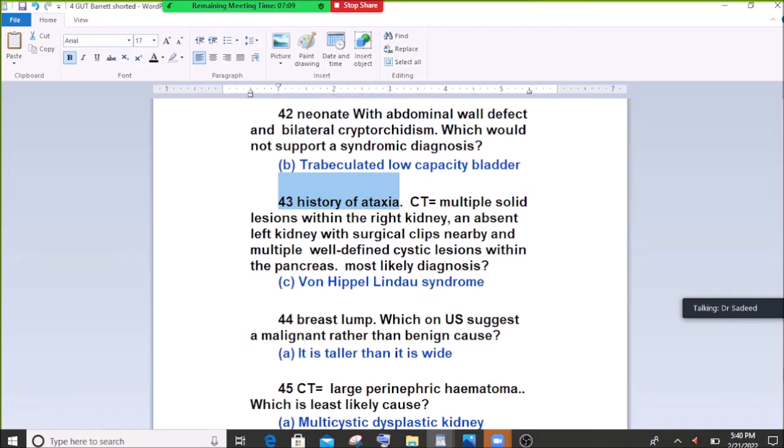Question 43, history of ataxia. CT shows multiple solid lesions within the right kidney and absent left kidney with surgical clips nearby, and multiple well-defined cystic lesions within the pancreas, most likely diagnosis? Von Hippel-Lindau syndrome. All these features are seen in Von Hippel-Lindau syndrome.